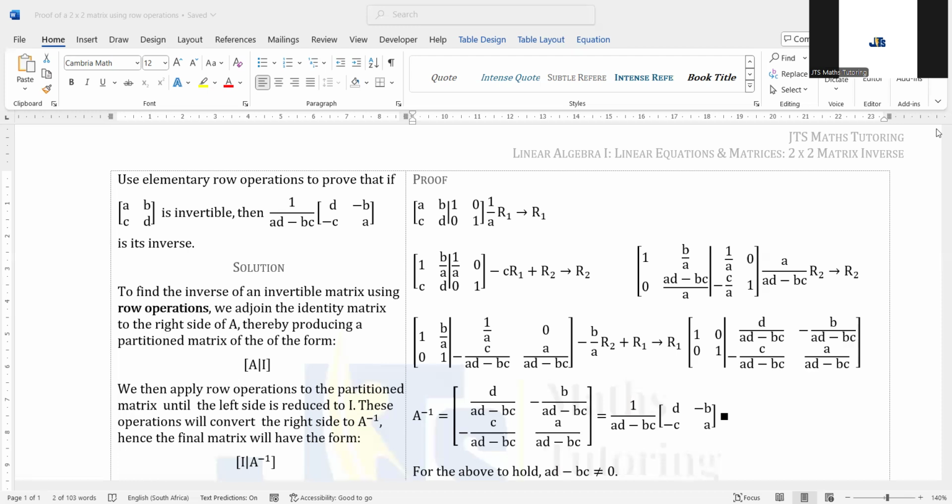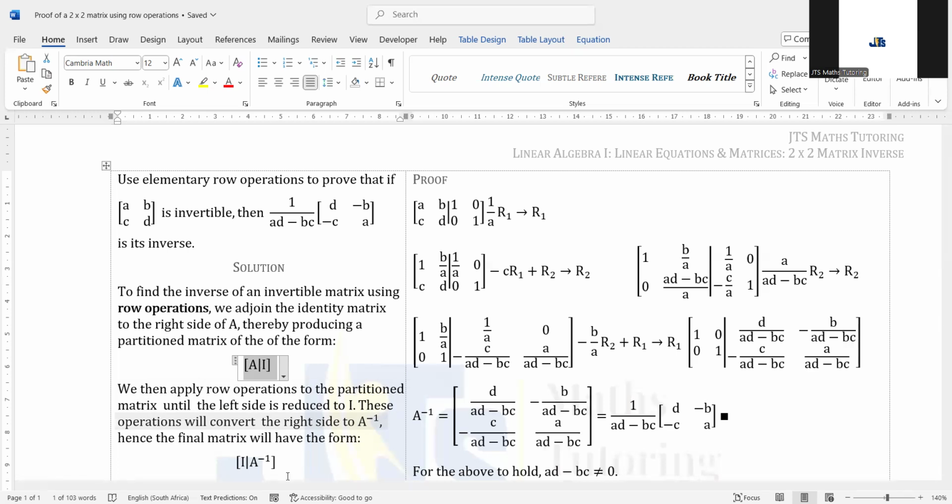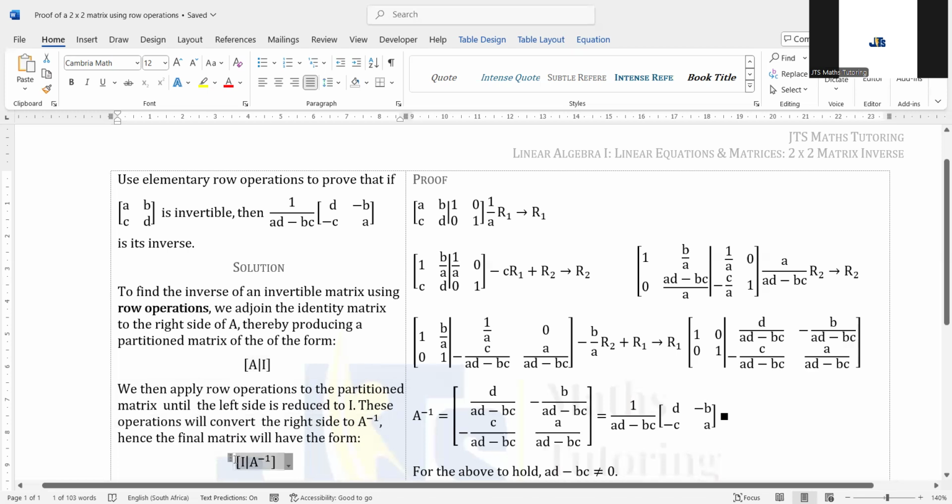Okay, let's get going. To find the inverse of an invertible matrix using operations, we adjoin the identity matrix to the right side of A, thereby producing a partitioned matrix of this form right here. We then apply operations to the partitioned matrix until the left side is reduced to an identity matrix. These operations will convert the right side of that partitioned matrix to be the inverse of that given matrix. Hence, the final matrix is actually going to be of this form.